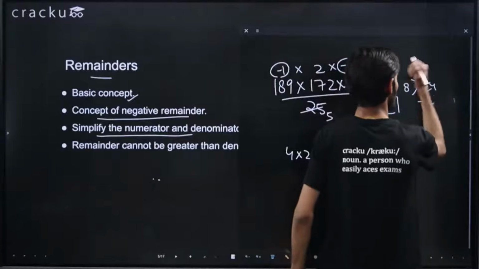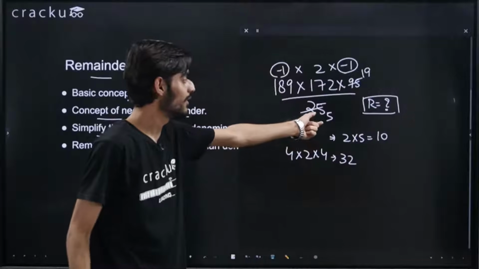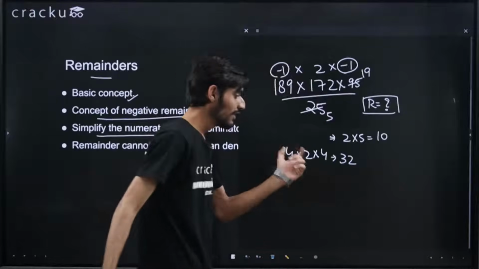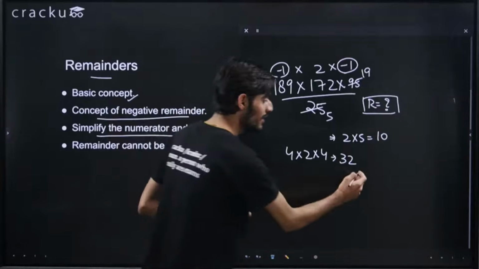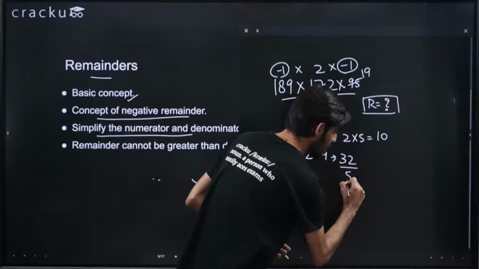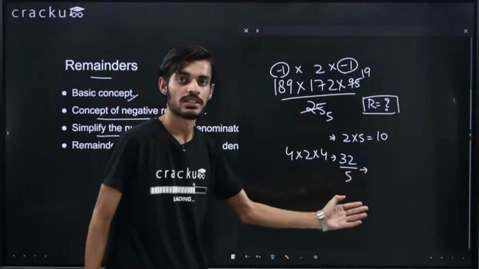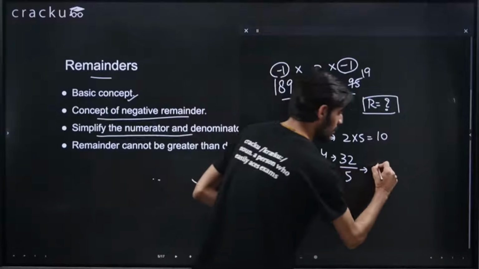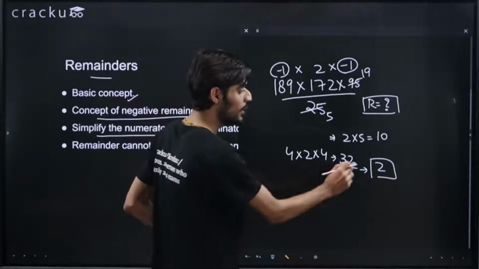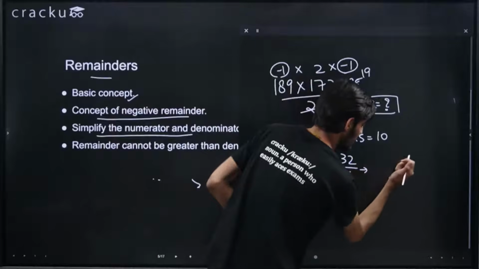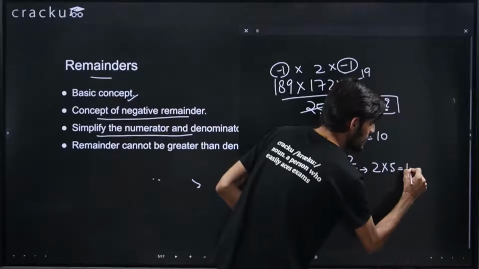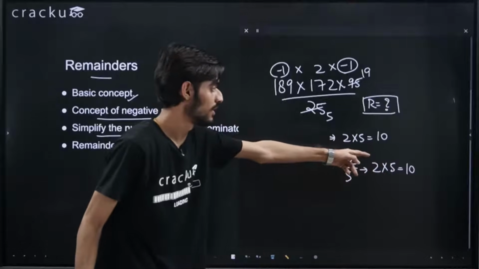So same way here, because I am dividing the values by 5, the remainder cannot be greater than 5. So if we are getting some values that are greater than the denominator, then we can further divide it by 5 or whatever the denominator is. So 5 into 6 is 30, so remainder will be 2. We have got the remainder as 2, but again because we have cancelled out 5, we need to multiply this number by 5. So that will be 2 into 5, essentially 10. So we have got the positive remainder.